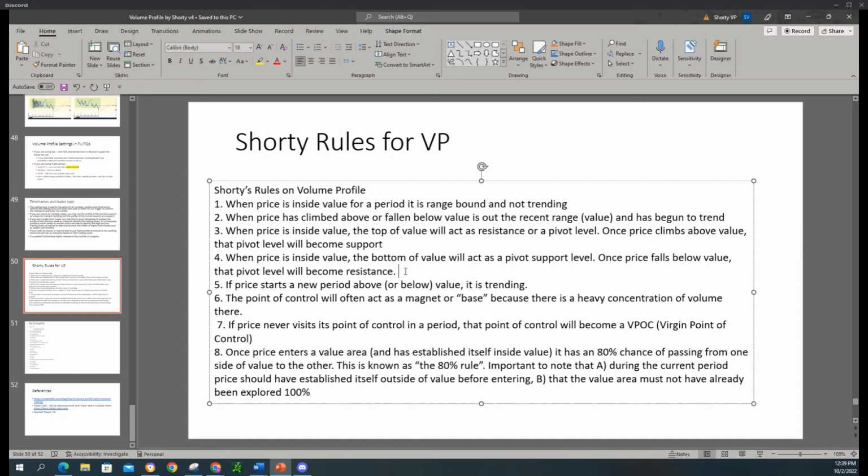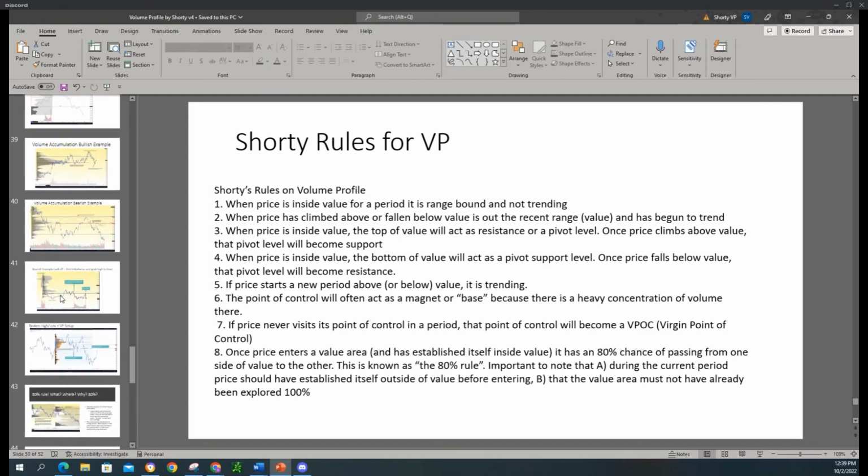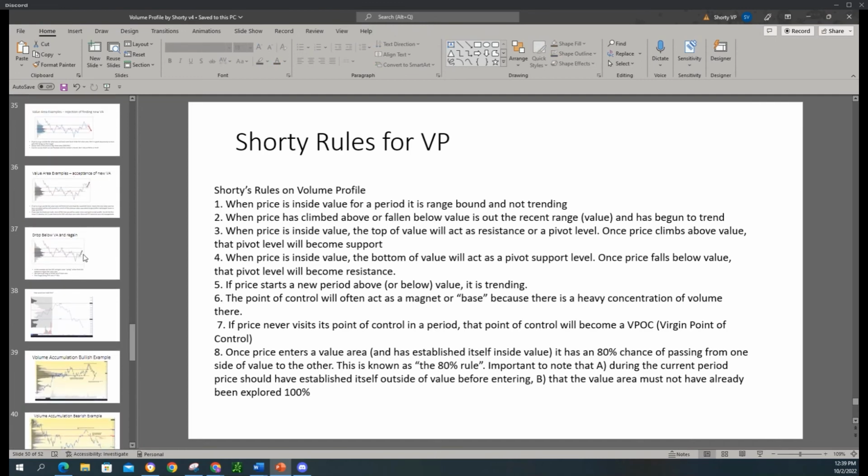What does this remind you of? What we just talked about? Is this the support and resistance flip? Yes. Price is inside. This is your support and resistance flip. When the price is inside the value, the top will act as resistance. Once the price climbs above the value, the pivot will become support. So it's the same concept as we just talked about here.